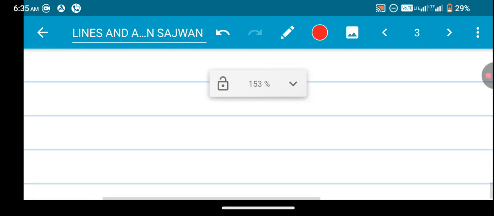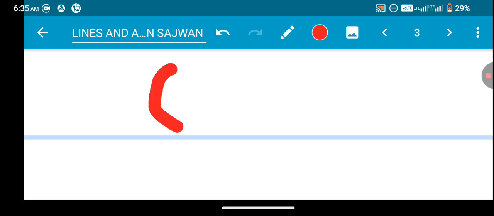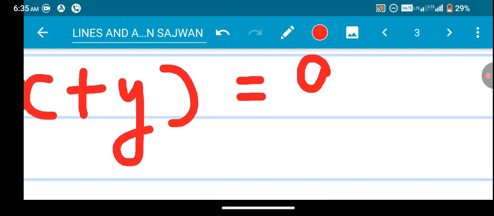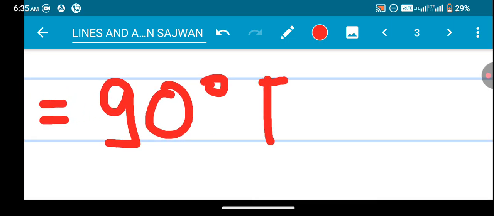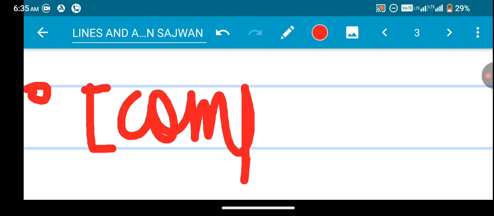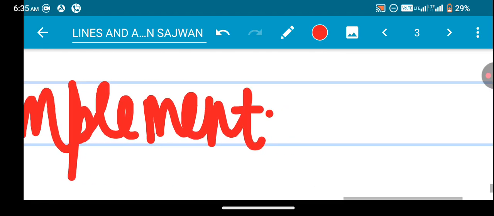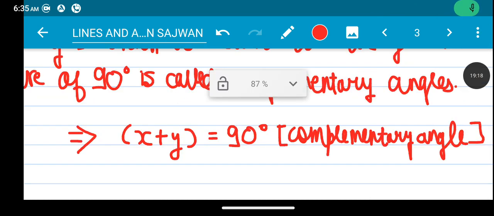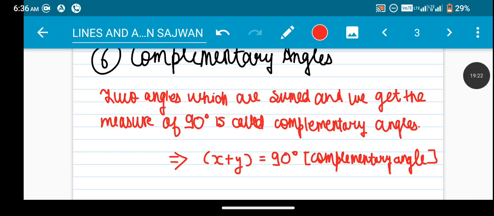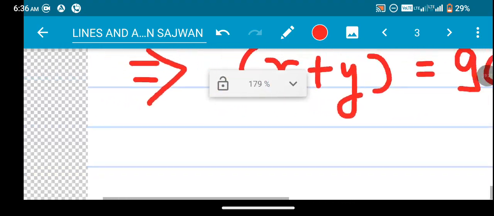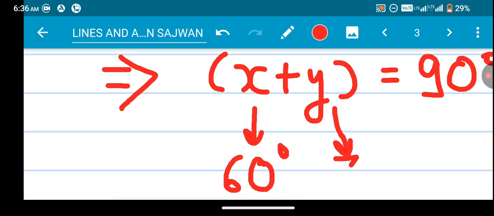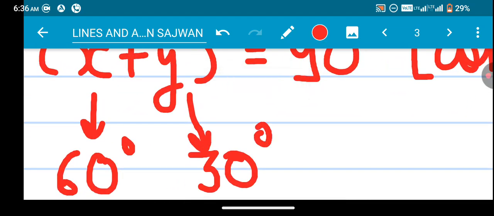I will tell you the example. Suppose there are two angles x and y, and we sum them and we get 90 degrees, then that is a complementary angle. Example: if x is 60 degrees, then y is 30 degrees, and the sum is 90 degrees. So 60 degrees and 30 degrees are the complementary angles.